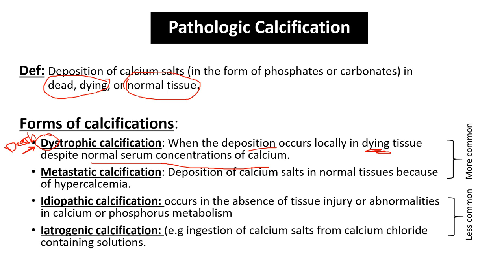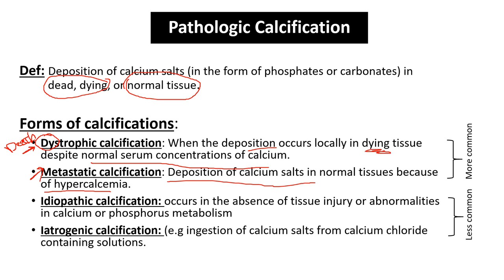Metastatic calcification is the second one. Metastatic calcification is the deposition of calcium salts in normal tissue due to hypercalcemia, due to increased calcium level in the blood. So the first two are the most common, and most textbooks would mention those two.